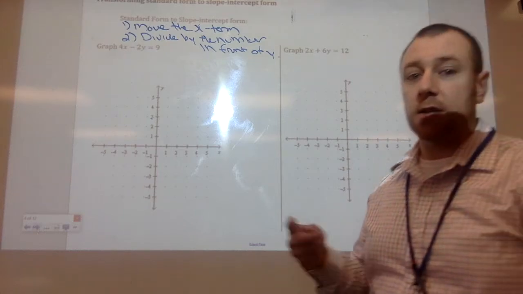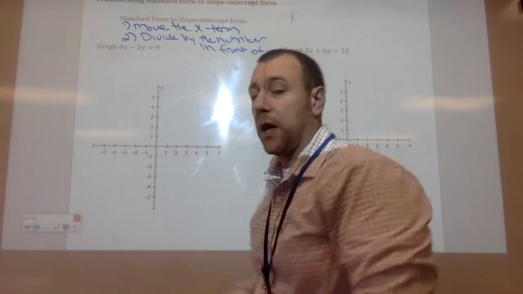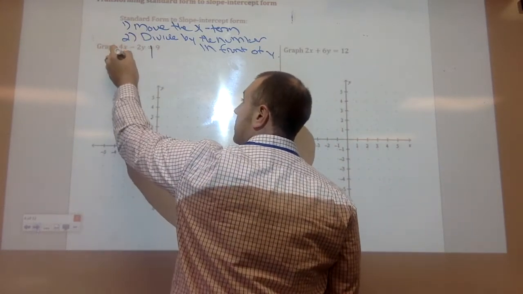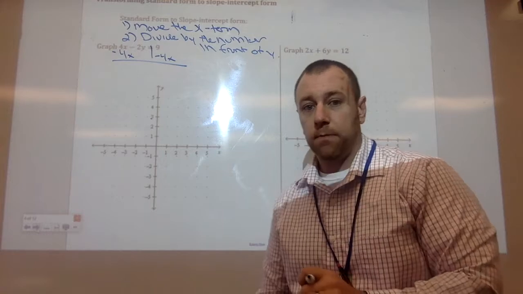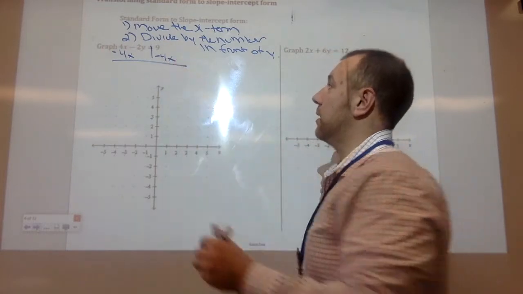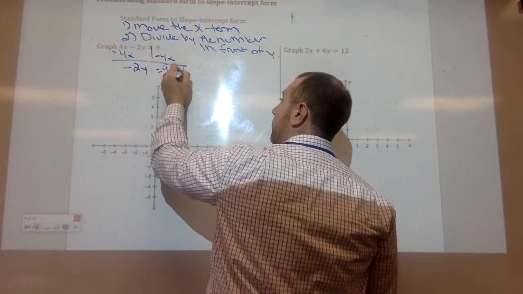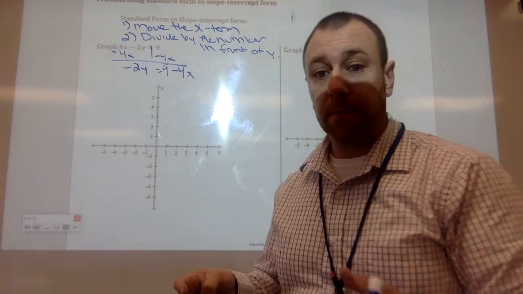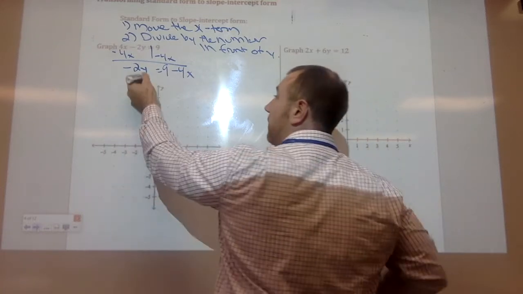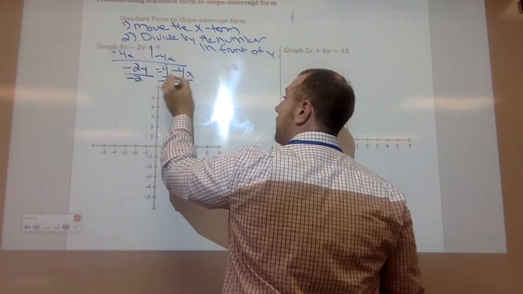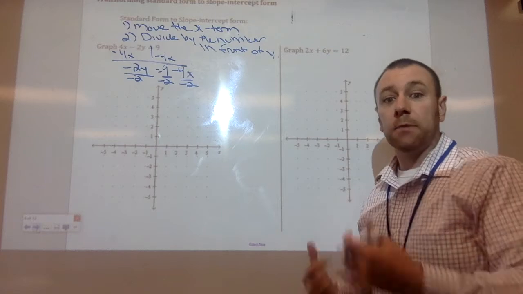In this case, I'm going to move this 4x to the other side. When I move that, I'm going to subtract it from both sides. Remember that x is with the 4. So I'm left with negative 2y on this side equals 9 minus 4x. I leave those separate because these are not like terms. Now I can divide by that number in front of y, that negative 2, and I'm left with my equation.